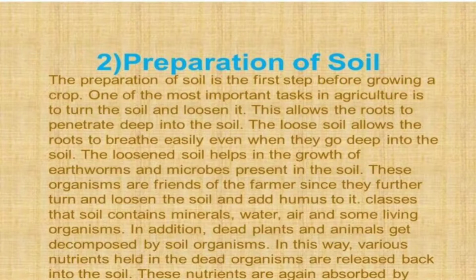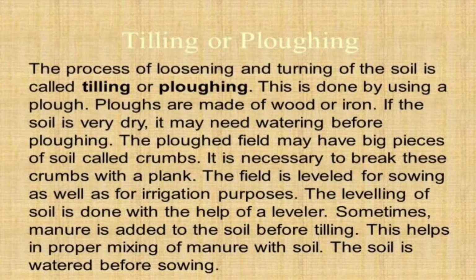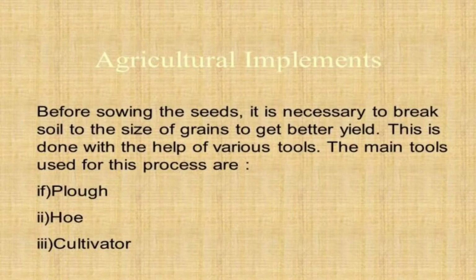So we have tilling or plowing here. We know what tilling and plowing are, and we know what leveling is also. Now we are going to look at the agricultural implements which are useful for plowing or tilling the soil. Before sowing the seeds, it is necessary to break the soil to the size of grains to get a better yield. Yes, this is obvious. If you don't break the soil to the size of grains, then there will not be a better yield. Yield means growth. There will be no better growth of the plant.